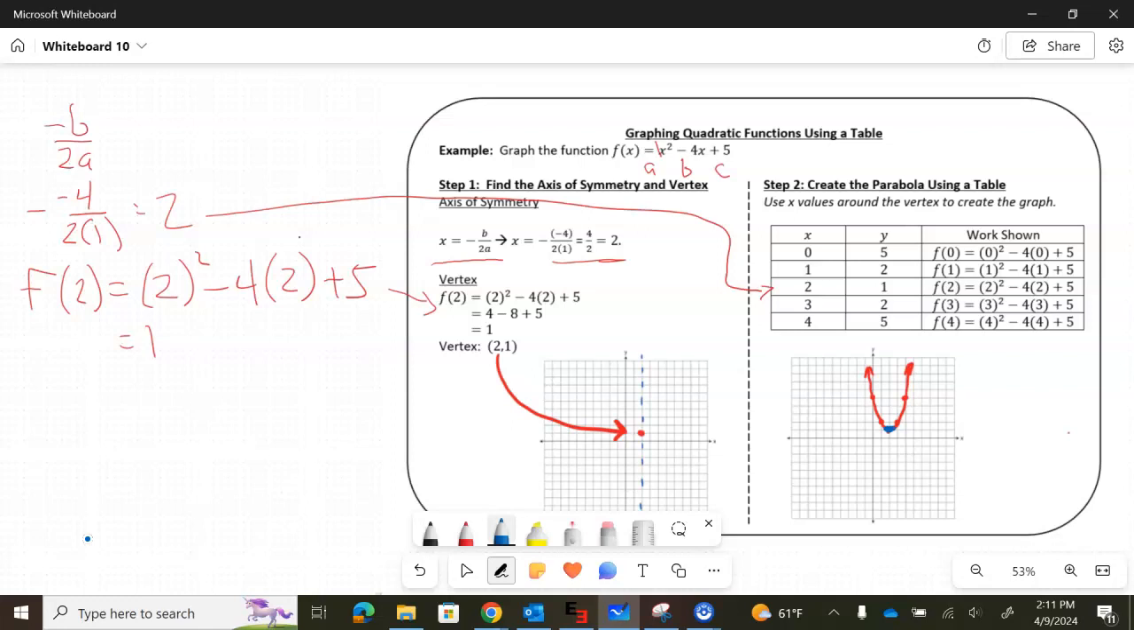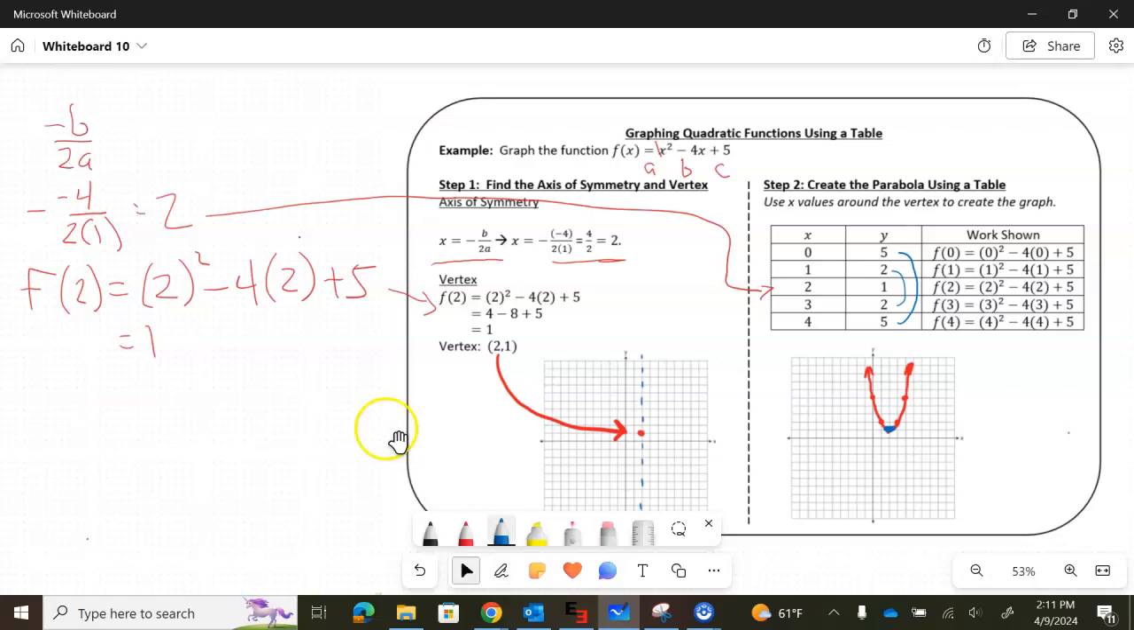They did not have to evaluate for 3 and 1, because notice 3 and 1 have the same answer. Same thing with 4. Once they figured out the value for 4, when they put in 4, they got 5. And that also told them the value when x is 0. So let's try one of these on our own.